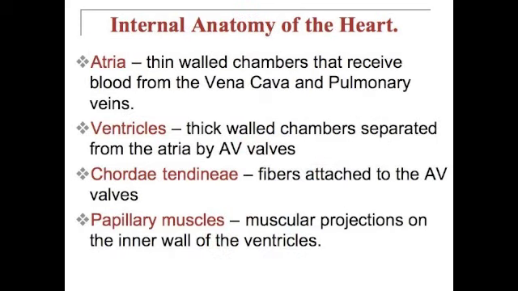Atria, thin-walled chambers that receive blood from the vena cava and the pulmonary veins. Ventricles, thick-walled chambers separated from the atria by the AV valves. Chordae tendineae, fibers attached to the AV valves. Papillary muscles, muscular projections on the inner wall of the ventricles.